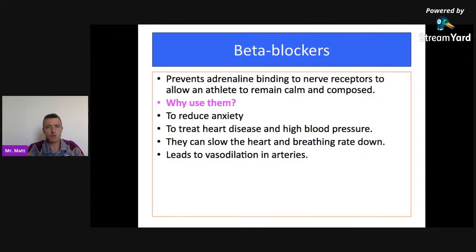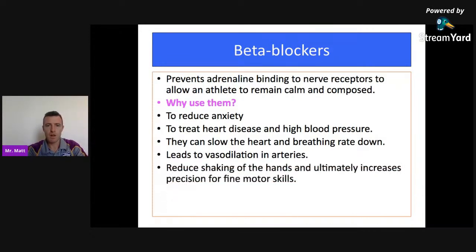Can lead to vasodilation in arteries. You should already know that vasodilation is basically the expanding of the arteries themselves, okay, leading to lower blood pressure. It can reduce shaking of the hands and ultimately increase precision for fine motor skills.